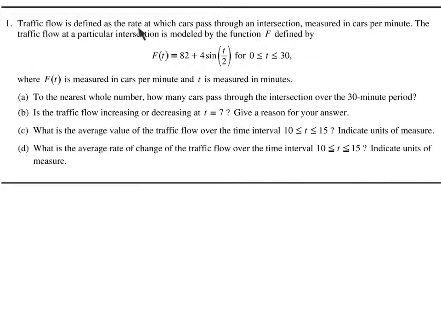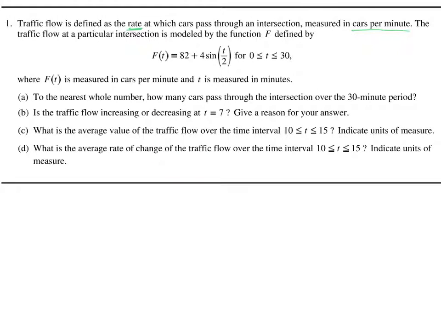Traffic flow is determined as the rate, that's an important word, of cars passing through an intersection. Cars per minute. So this word rate is going to be important. Cars per minute is the type of rate for my traffic flow. Traffic flow at a particular intersection is modeled by this function. Bam. So we're starting with a function, not a graph, not a table.